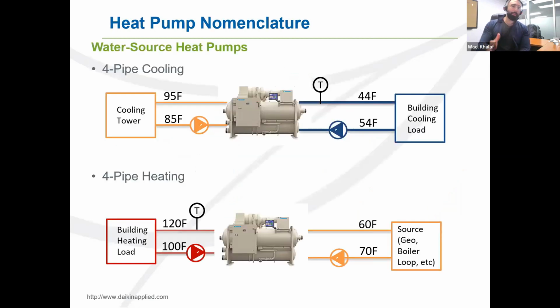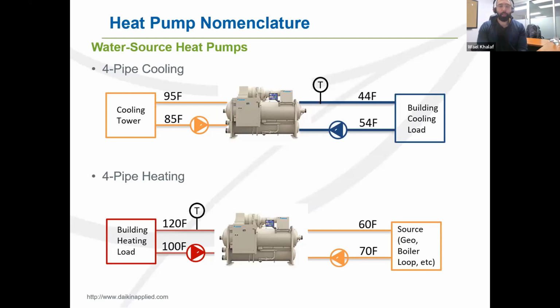So again, let's start with the basics here. Let's look at a four-pipe cooling only heat pump. You might notice that this looks essentially like a chiller. And here, the four-pipe cooling water source heat pump is controlling to maintain a chilled water temperature, not the condenser side. The condenser side is just a function of the flow you send to it and the cooling tower heat rejection capabilities.